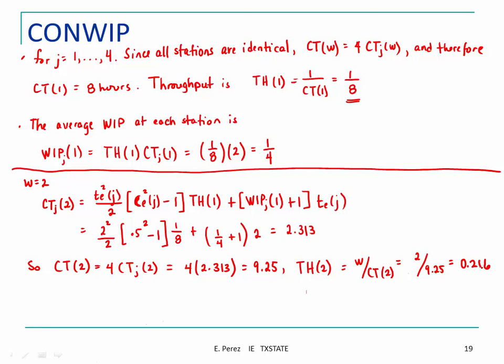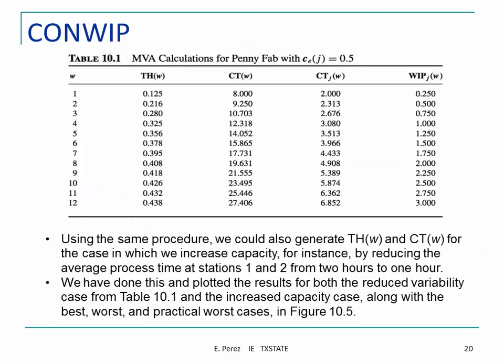And if we continue, we can also compute the WIPJ for each one of the stations. So if we move to the next slide, you will see all the computations for all the W's up to 12. Okay, so by adding an extra unit of WIP, you see how the throughput of the line increases. The cycle time also increases, and the cycle time for each one of the stations will also increase, as well as the WIP level at each one of the stations. So for example, in this last one right here, you know that the WIP level at the line is 12. That kind of makes sense, right? Because that means that in each one of the stations, you will have 3 units waiting. So 4 stations times 3 equals 12.